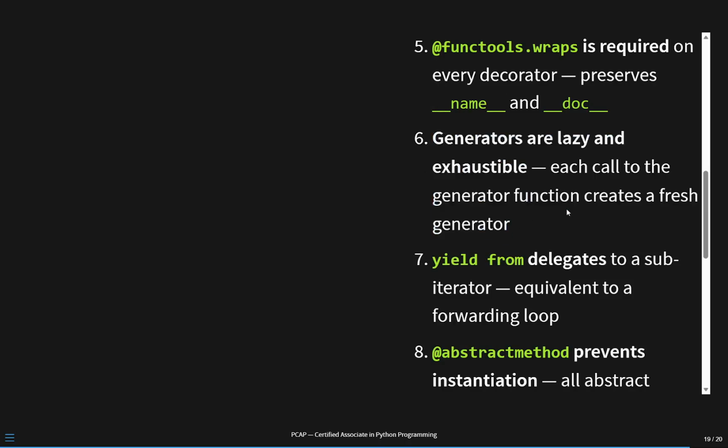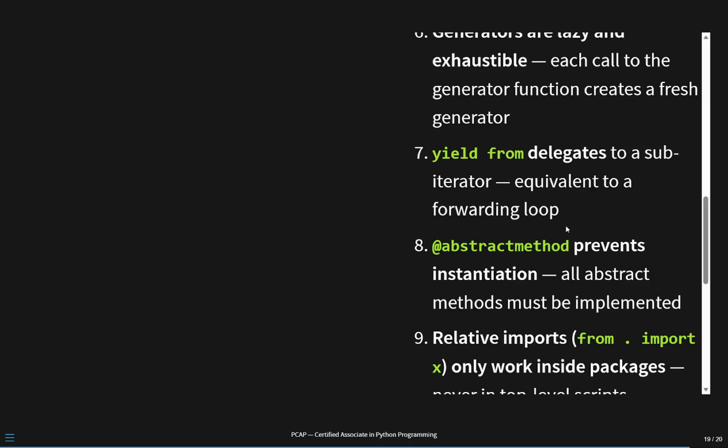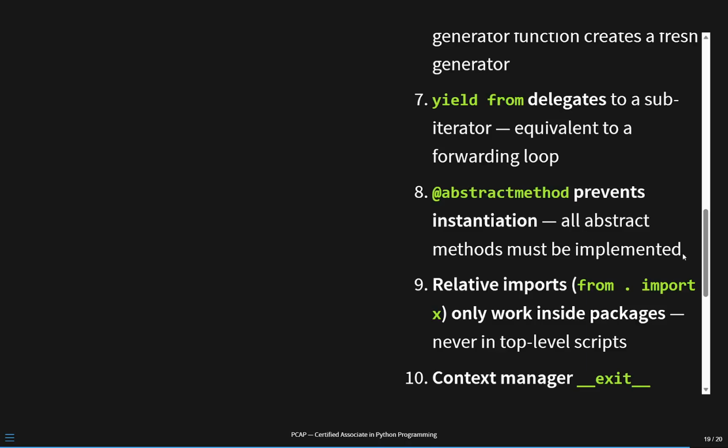After StopIteration, the generator is empty. Call the generator function again to get a fresh one. Rule 7: yield from delegates to a sub-iterator, cleaner and more powerful than a forwarding loop. Rule 8: @abstractmethod prevents instantiation. All abstract methods must be implemented in concrete subclasses.